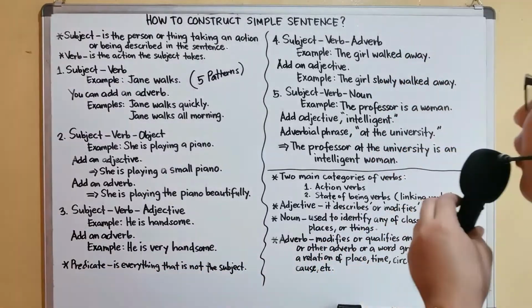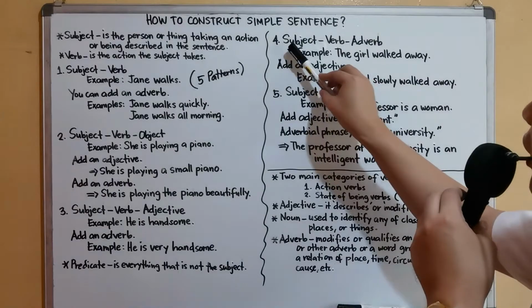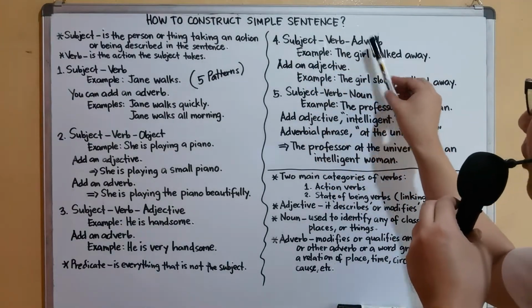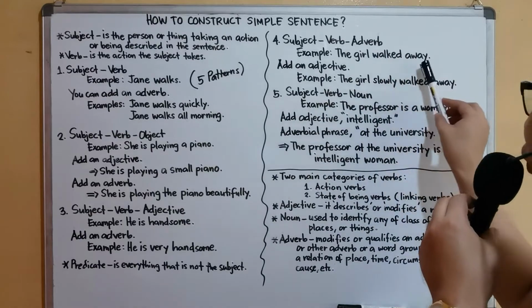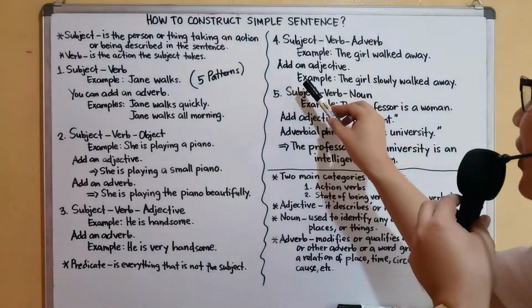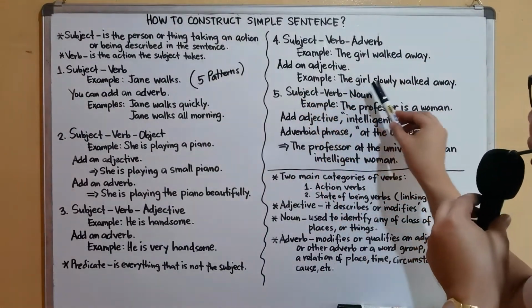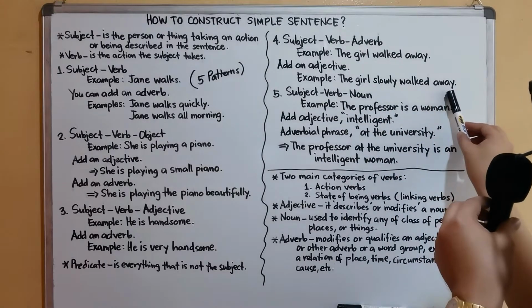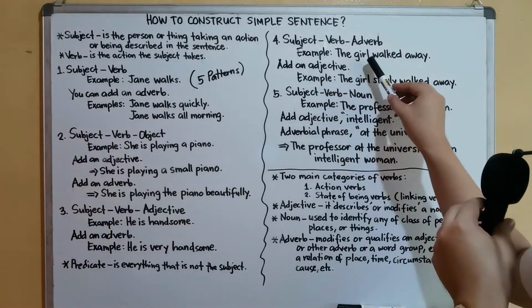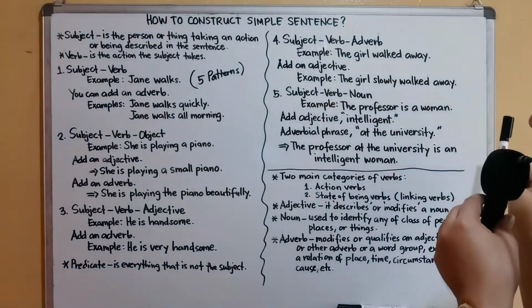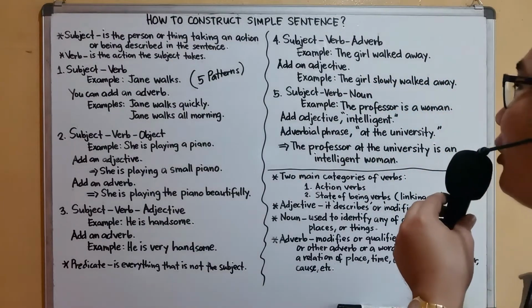Okay, so we also have here the subject, verb, and adverb, the pattern number 4. Example, the girl walked away. So let's add an adjective in a sentence. Example, the girl slowly walked away. So the word slowly now is our adjective from the original sentence. Okay, so let's proceed with the pattern number 5.